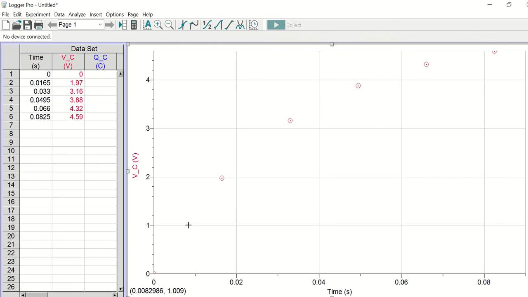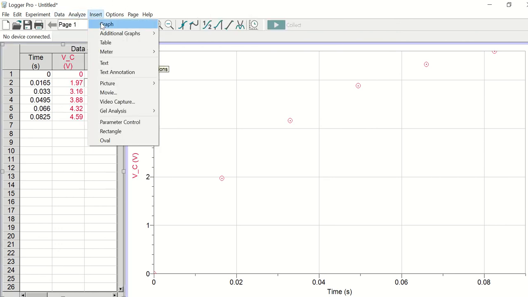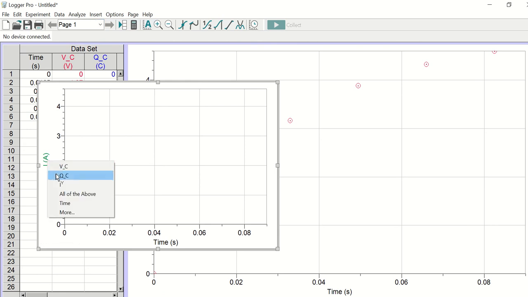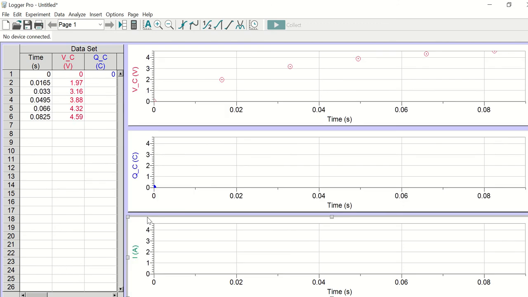Okay, and so then we're going to add in a second graph. I didn't do these calculations yet, but we can insert graph, and we want this one to be current over time. Insert graph, and that's going to be our I over time. And once again, instead of trying to manipulate this, Control R, it's my favorite thing in Logger Pro. I love Logger Pro, but that Control R is pretty awesome.